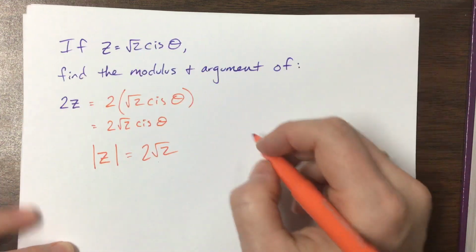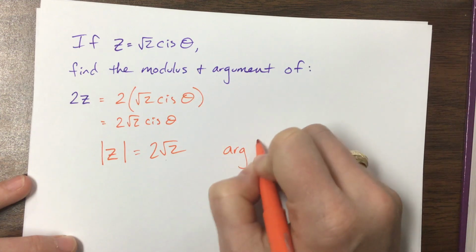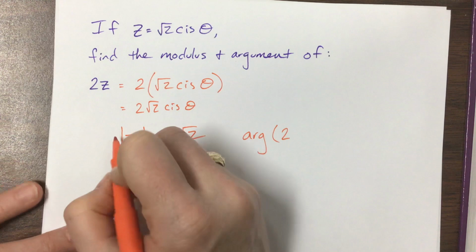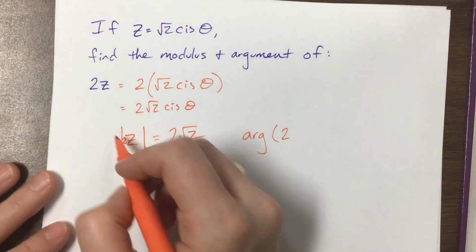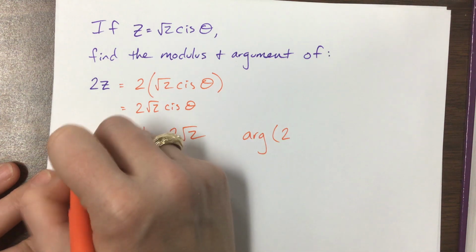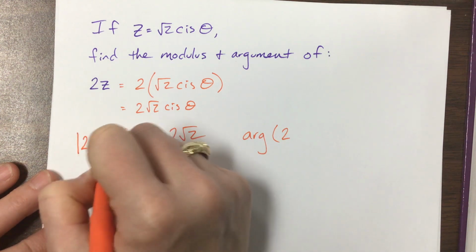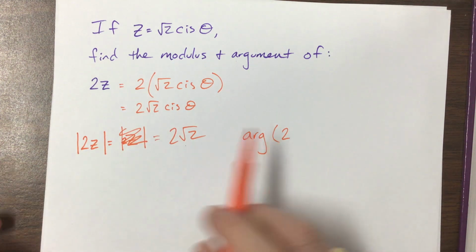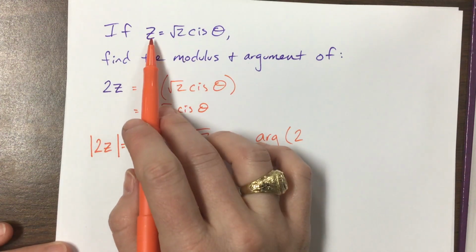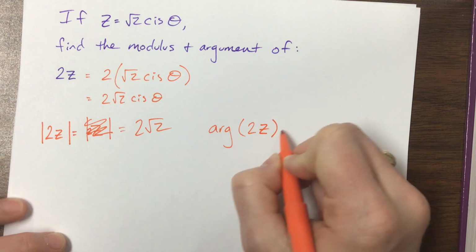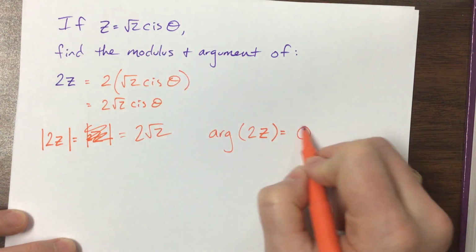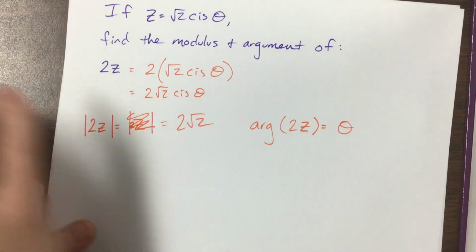Oh, I lied. This should have a 2. So sorry, let me say that again. That's the modulus of 2z that we found. The modulus of z is just root 2. So the argument of 2z would be what the angle is. Well, that's just theta. So that's our first example.